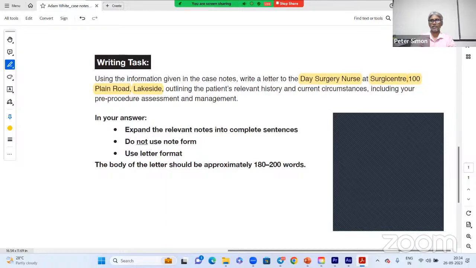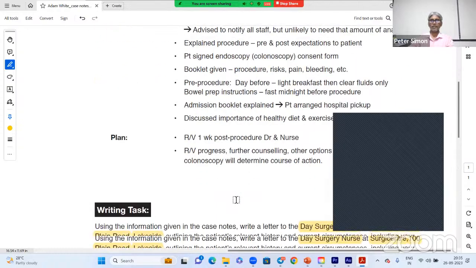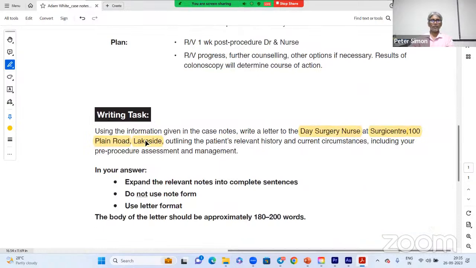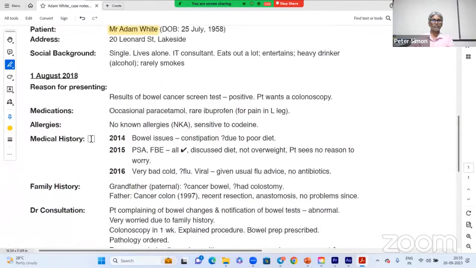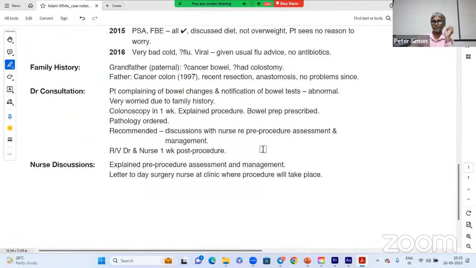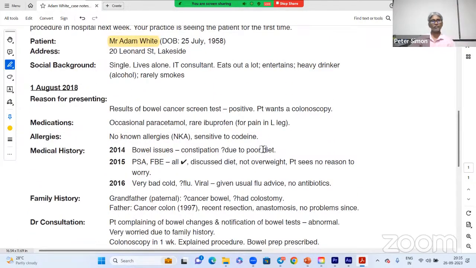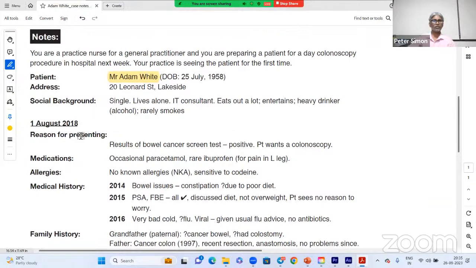Then what is the date? So anything here? Nothing is here. Using the information given, write a letter outlining the patient's relevant history and current circumstances, including your pre-procedure assessment and management. Here nothing is there. You can see here, no date is given. So there is only one date here.